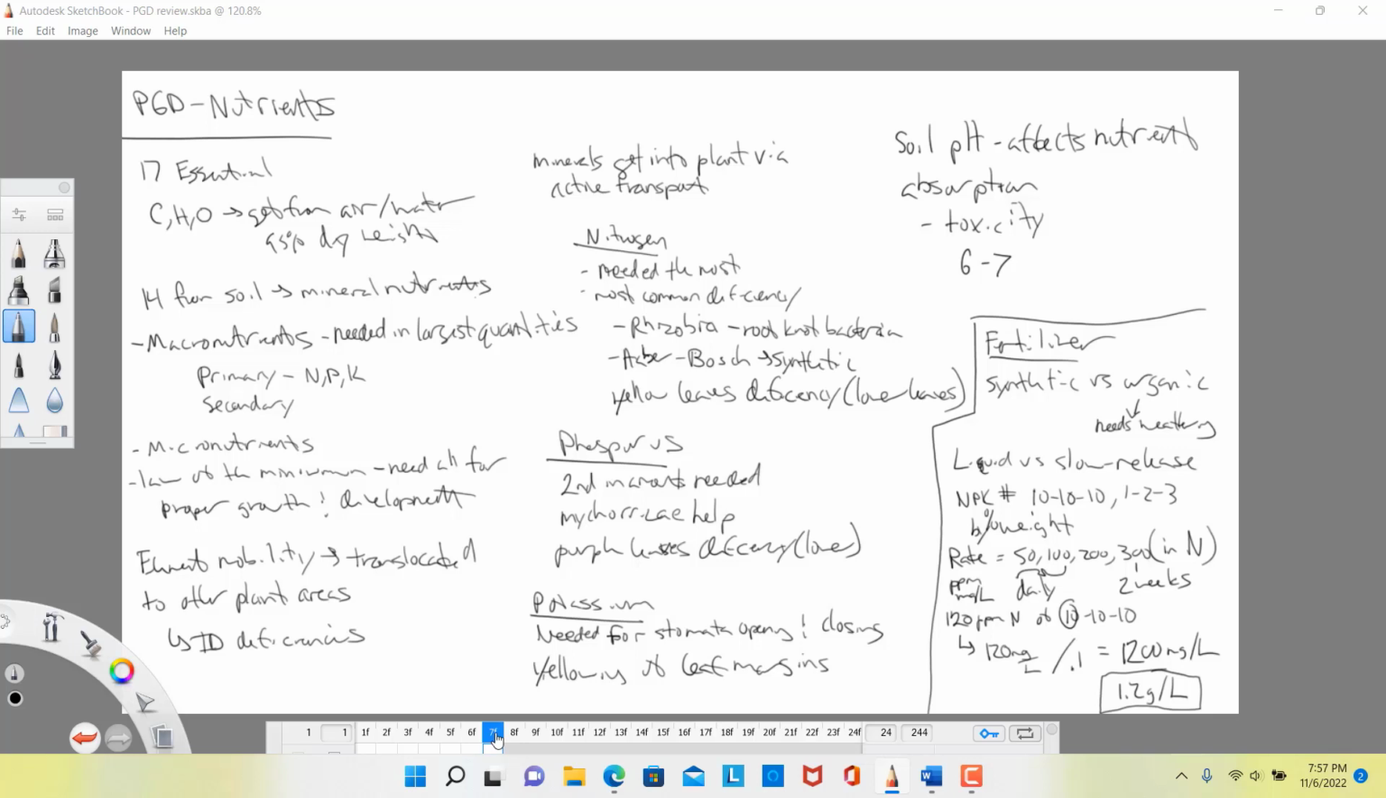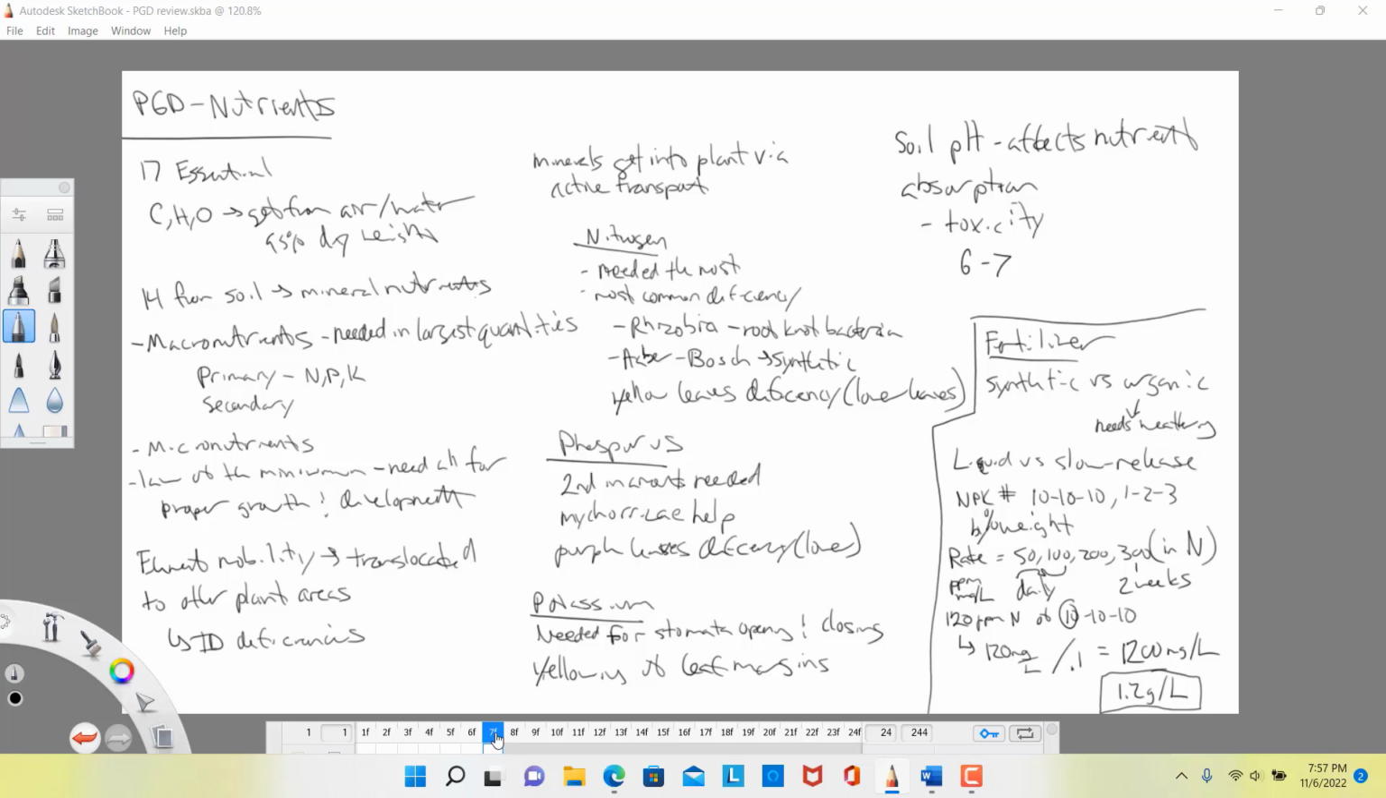When it comes to a nitrogen deficiency, what we see is a yellowing of our leaves, and we're going to see that deficiency first on our lower leaves because it's a mobile element. We then talked about phosphorus. We said that's needed in the second most, right? You need nitrogen in the largest quantities. You need phosphorus in the second largest amount.